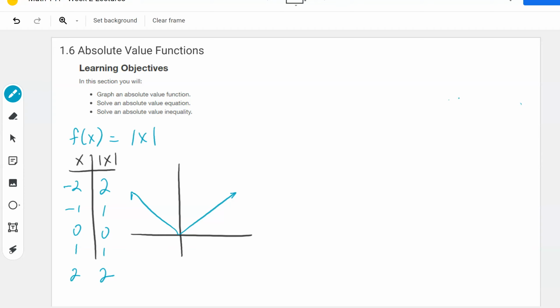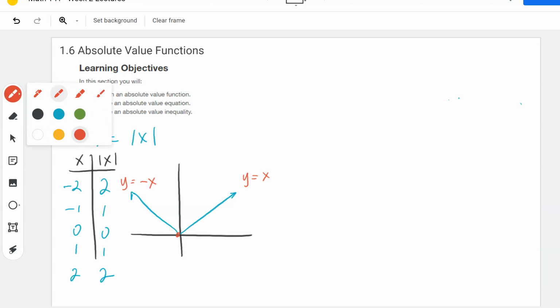The 1.6 is a pretty silly section, but I put it in, so I'll chat about it. Absolute value functions, we already know what they look like. You guys have told me this. The parent graph is that V-shaped graph where there's two different line segments connected at the origin. One of the line segments is just the y is equal to x line. The other line segment is y is equal to negative x.